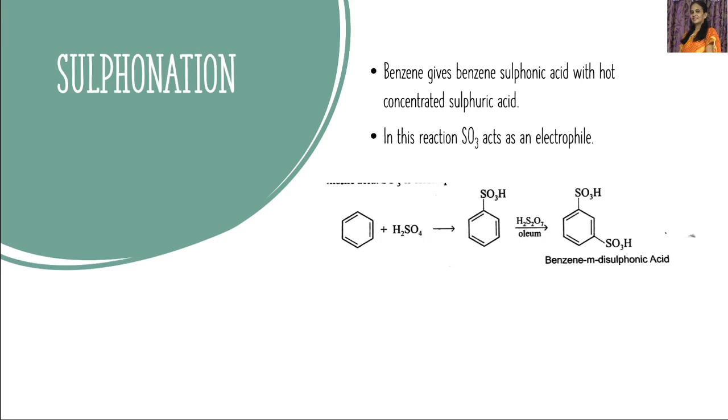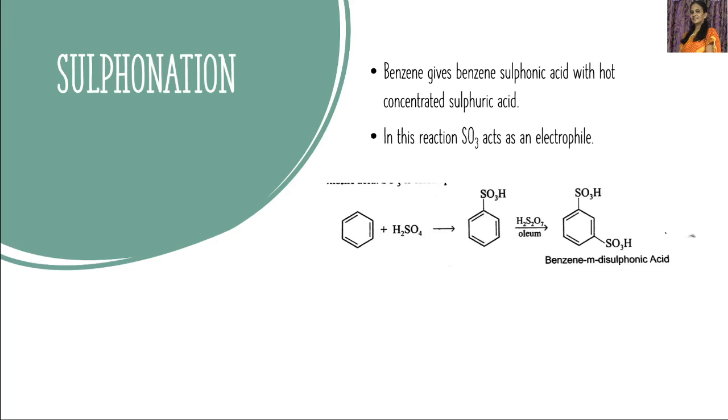And the reaction may not stop here. In presence of hot concentrated sulfuric acid along with SO3, that is known as oleum, H2S2O7. This is H2SO4 plus SO3. A mixture of sulfuric acid and SO3 is known as H2S2O7, that is oleum.